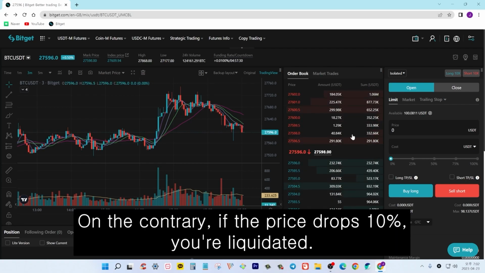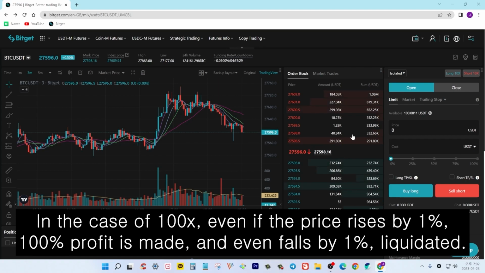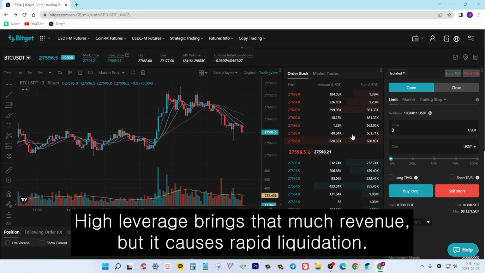On the contrary, if the price drops 10%, you're liquidated. In the case of 100x, even if the price rises by 1%, a 100% profit is made, and if it falls by 1%, you're liquidated. High leverage brings that much revenue, but it causes rapid liquidation.